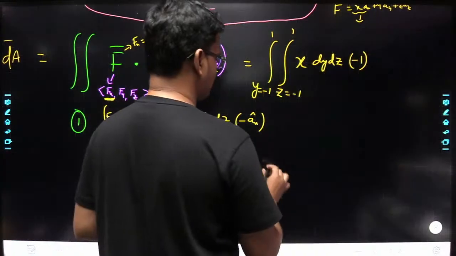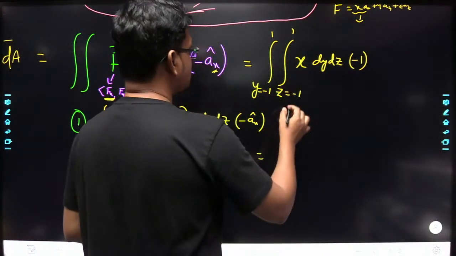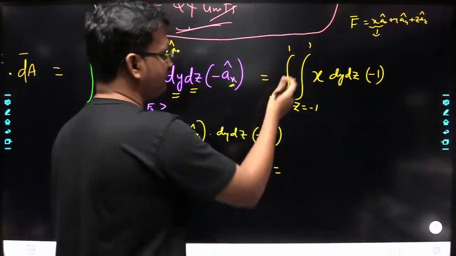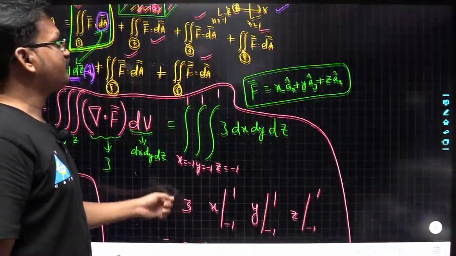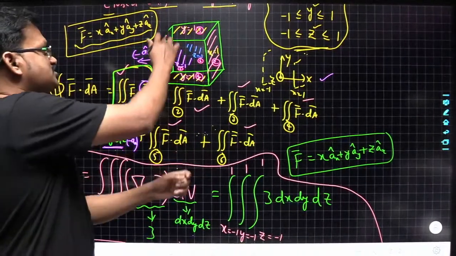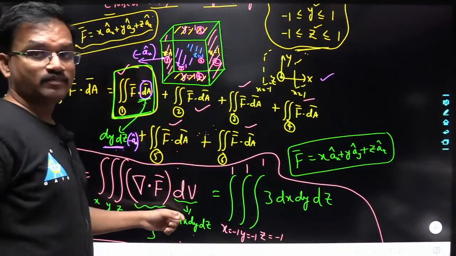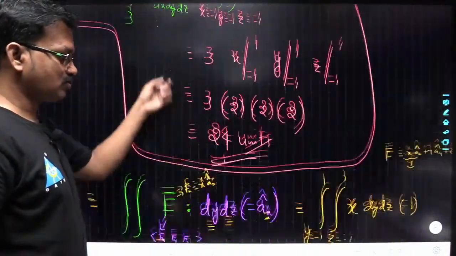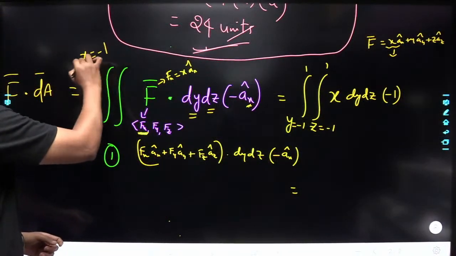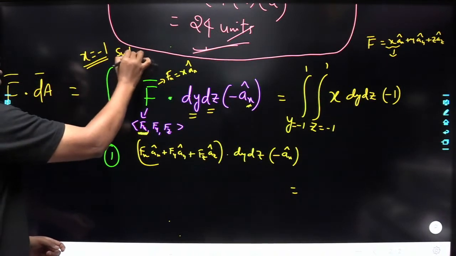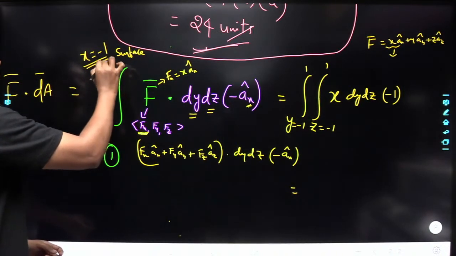Now if you do this here, what are you going to get? Which surface is this for? This is for the x is equal to -1 surface, right? We considered the first surface, which is nothing but the x is equal to -1 surface. So this is for the x is equal to -1 surface.